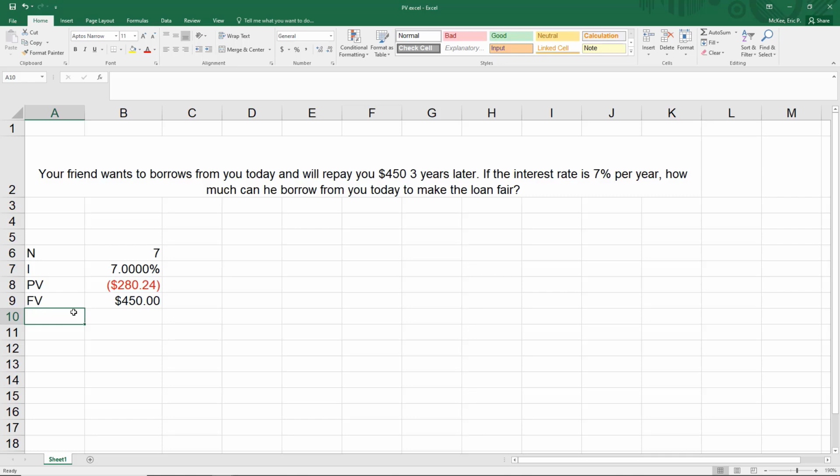Now, with this single function, you can find the present value for any time value of money question your professor might throw at you.